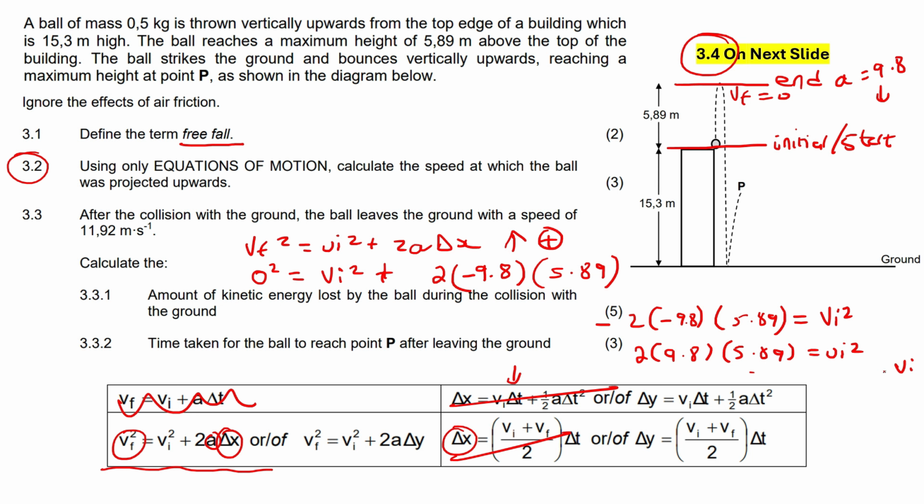10.74. So we can say 10.74 meters per second. I'm not going to say up or down because they just said calculate the speed. They didn't say velocity, and speed is a scalar. Scalar does not have direction. So the answer is 10.74 meters per second. After the collision with the ground, the ball leaves the ground with a speed of 11.92.